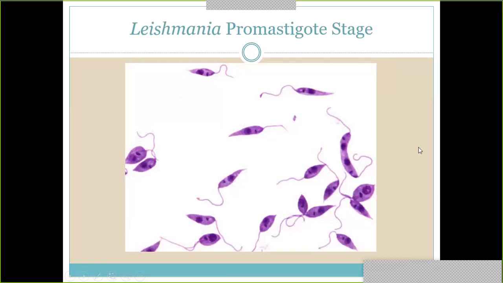If you were to see them in the promastigote form, again, that was the amastigote form. The promastigote is outside of the cells. It can swim along. It is a flagellate, so you do see the flagella here. This is what it would look like. To me, they kind of look like little mice with tails. I don't know. Think of all those little mice scurrying around.